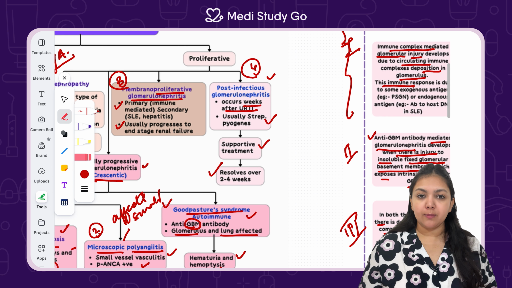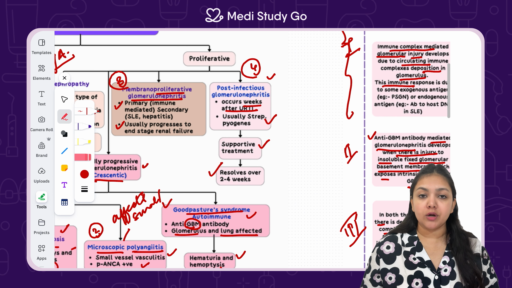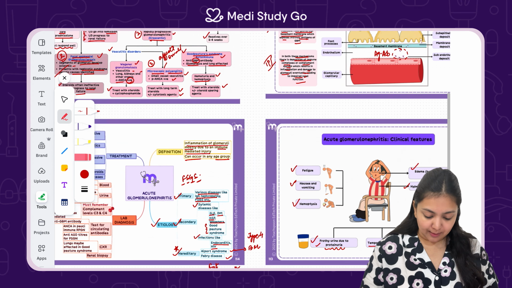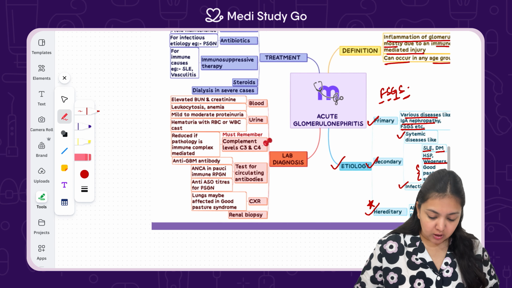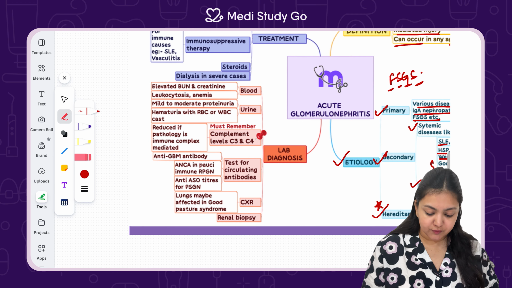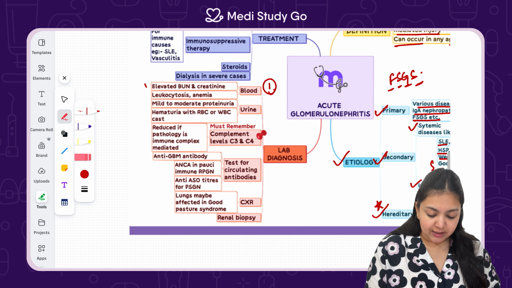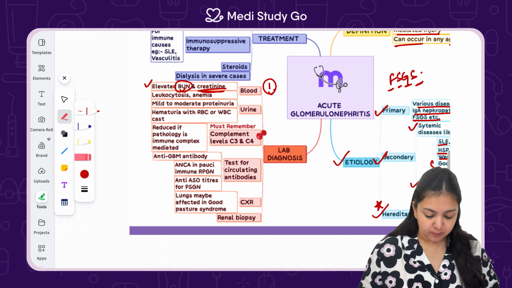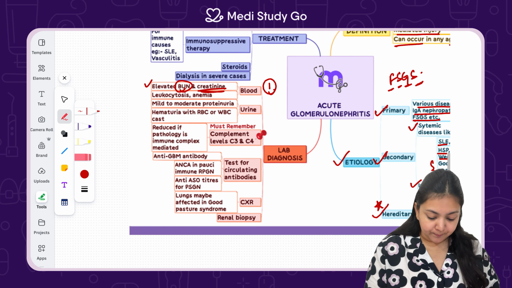After we know everything about the disease, how it is progressing and what it shows, we need to come to a confirmatory diagnosis. For that, we do lab diagnosis or lab investigations. So coming to lab investigations and diagnosis for acute glomerulonephritis, the first test is the blood test. Elevated blood urea nitrogen and creatinine, because kidney function is not normal and toxins are going to be collected.